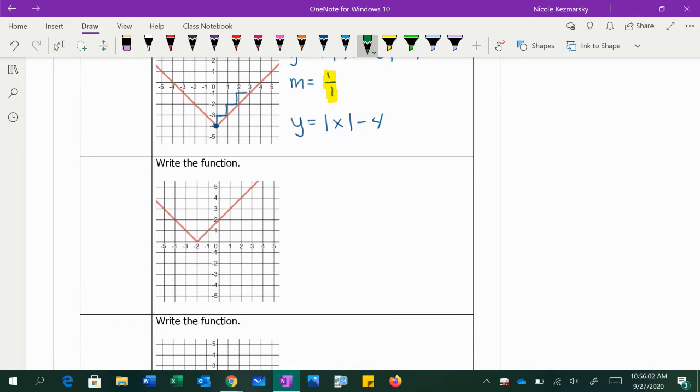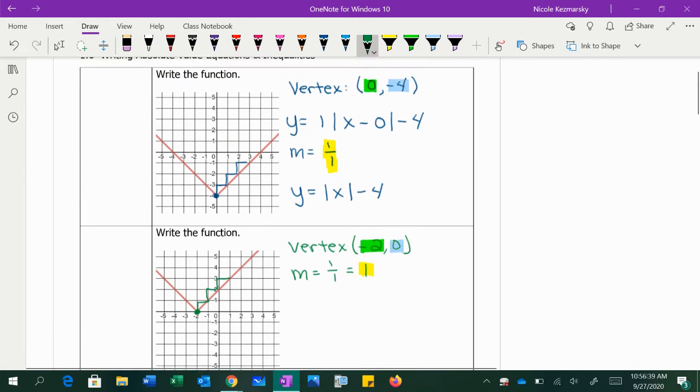So for the next one, I'm going to start by finding the vertex. So the vertex is right there at -2, 0. And again, we've got green and blue. I'm also going to find the slope. So for slope, I'm going to go up 1 over 1, up 1 over 1, up 1 over 1. So it looks like 1 over 1, or 1, goes in that first yellow blank.